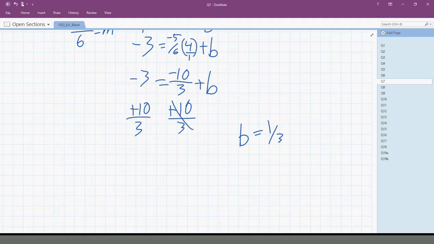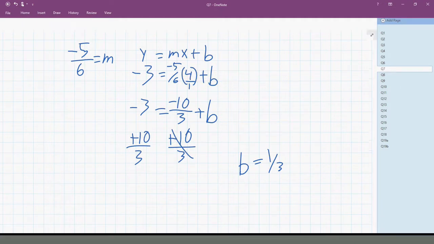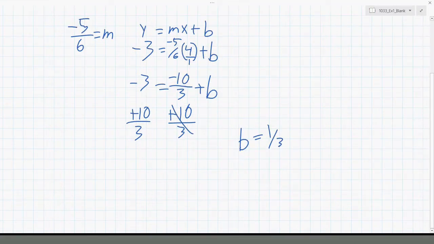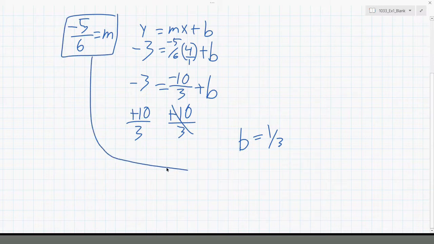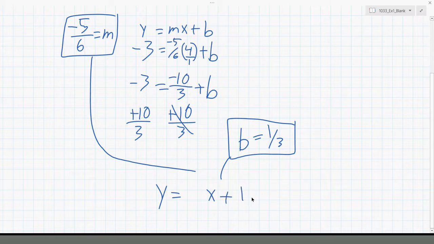Okay, so I got to beat you that time because I just happen to know my math that well. So we have the 1/3 equals b, and we know that the m equals the negative 5 over 6. So we're going to take these items and stick them together in the same equation. Go y equals negative 5 over 6 x plus 1/3. We have an equation using a parallel line and a point.